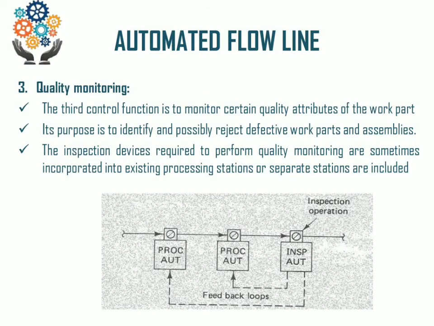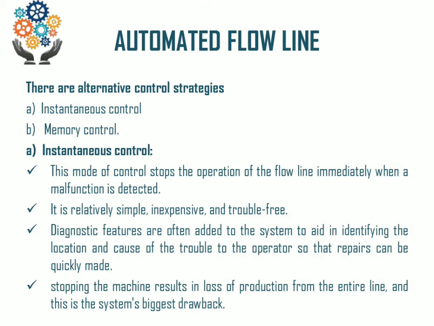Then the memory control. Unlike instantaneous control, the memory system is designed to keep the machine operating. It works to control the quality and reject machines, preventing the sequence of the workstations from stopping. The flow line will continue to operate, and the sequence of bad parts will continue to be produced.